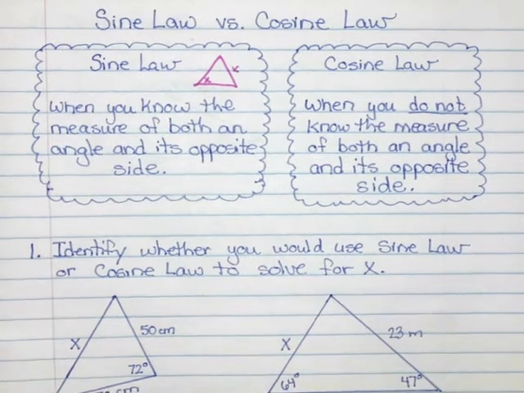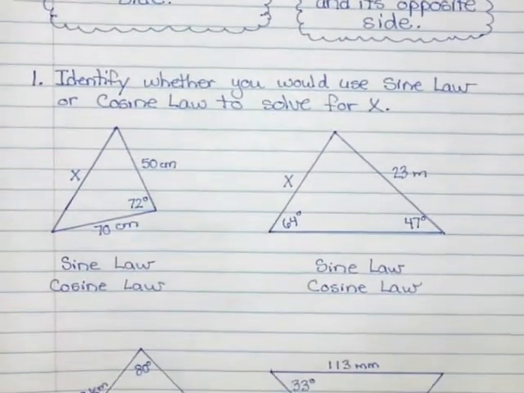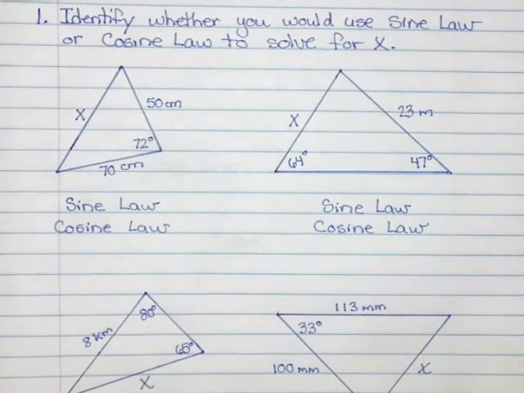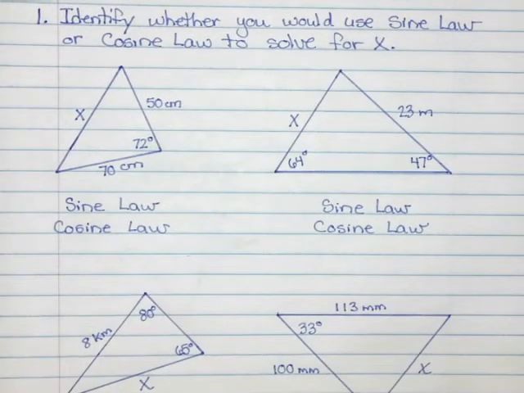So there are 4 examples here, and we are going to identify for each one whether we would use sine law or cosine law. I'll pause each time for you to think first what you think, and then I will tell you what I think.